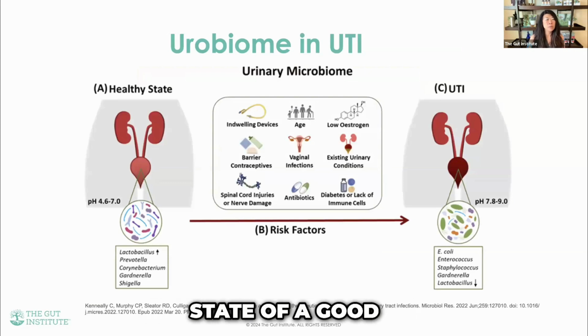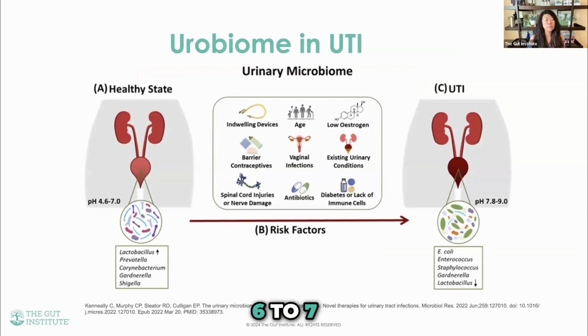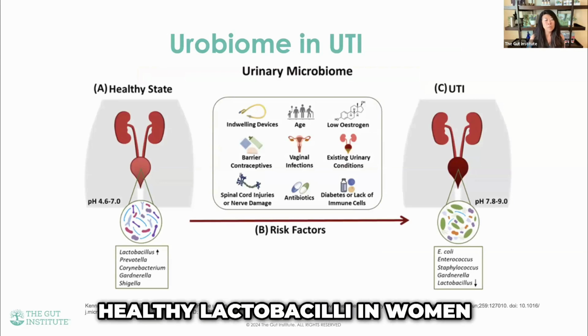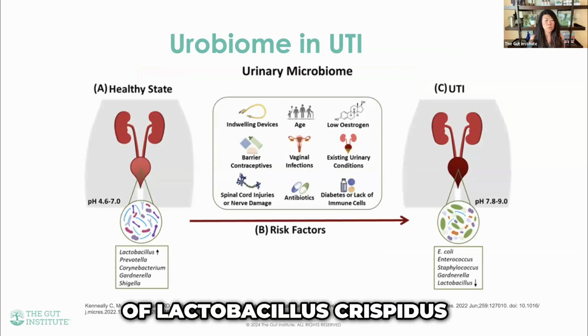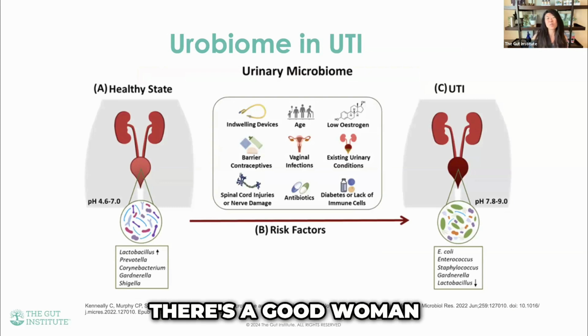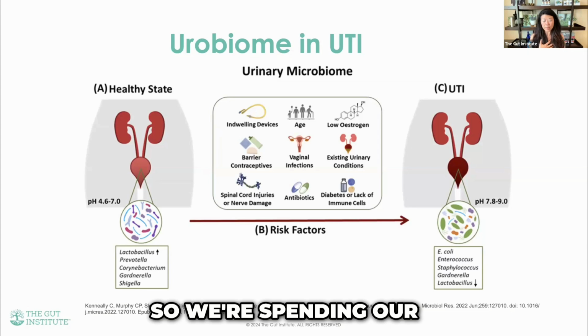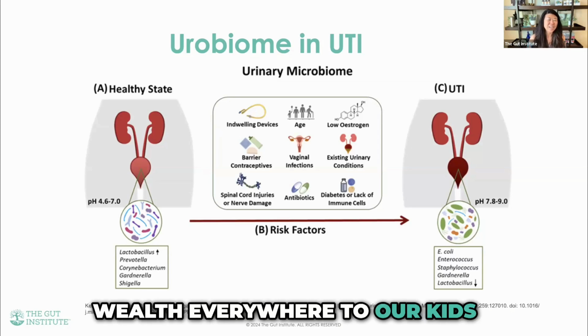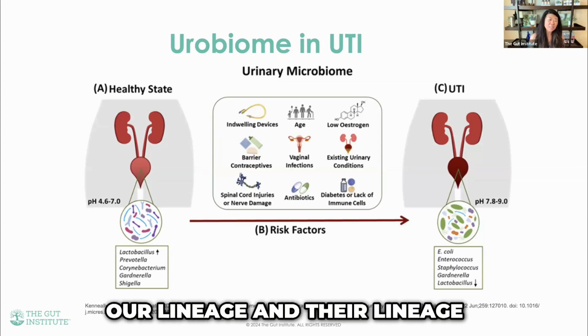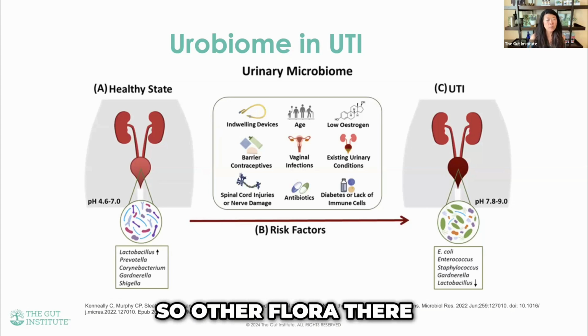So here's the healthy state of a good set of kidneys and bladder. pH is neutral, 4.6 to 7. There's a predominance of healthy lactobacilli in women. They've seen a lot of Lactobacillus crispatus. I think for men as well, healthy men usually have healthy female partners. There's a good woman behind every good man, and she's full of Lactobacillus crispatus. So we're spreading our wealth everywhere, to our kids, our lineage and their lineage, our partners. Other flora there, Prevotella, Corynebacterium, Gardnerella, Shigella, are all seen potentially in the bladder.